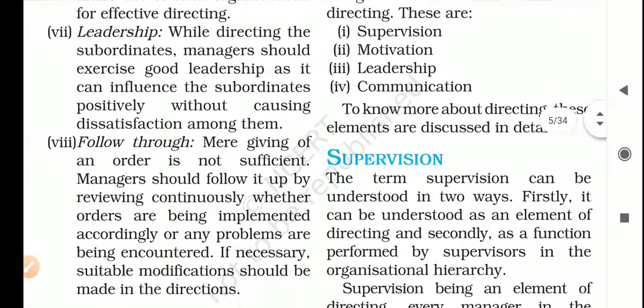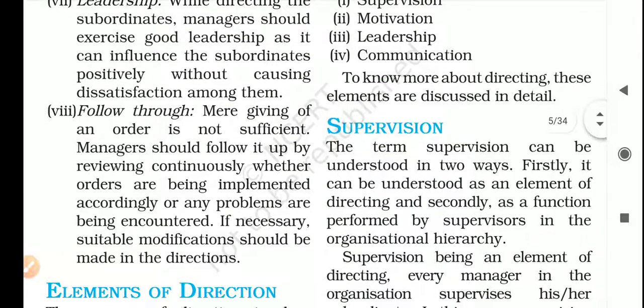And lastly, the most important one, that is follow through. Mere providing instructions and not caring about whether these instructions are clear, understood, and followed by the subordinates will not make any effect. So, after providing instructions, after giving guidance, we must ensure that these instructions are followed by these subordinates, by these employees.